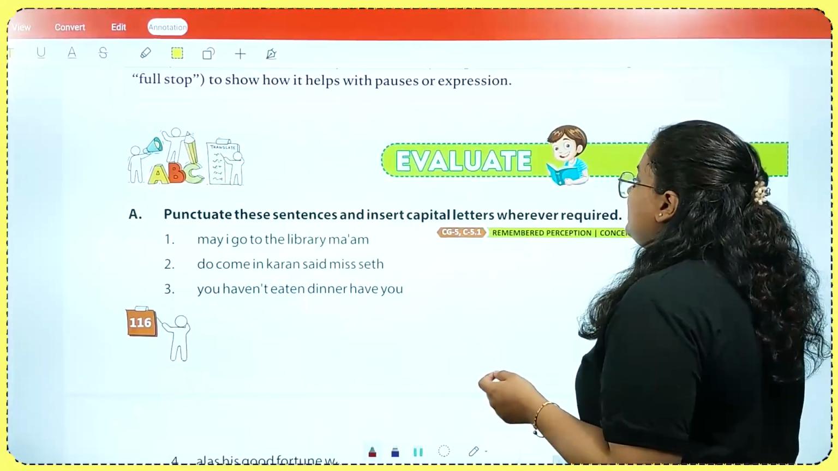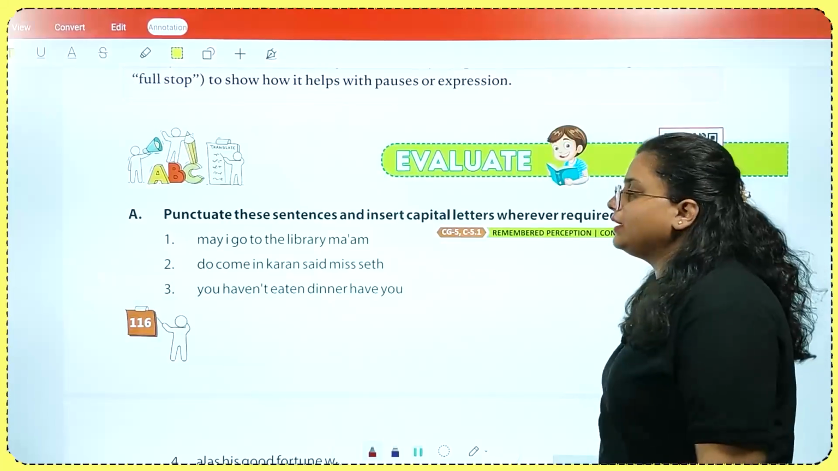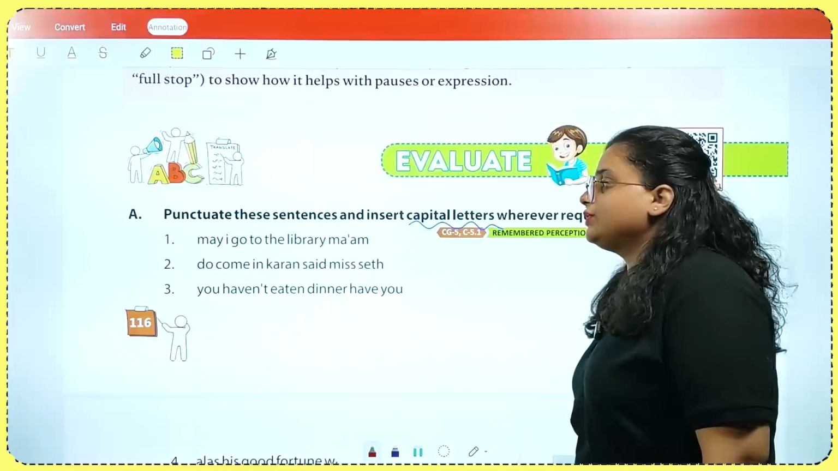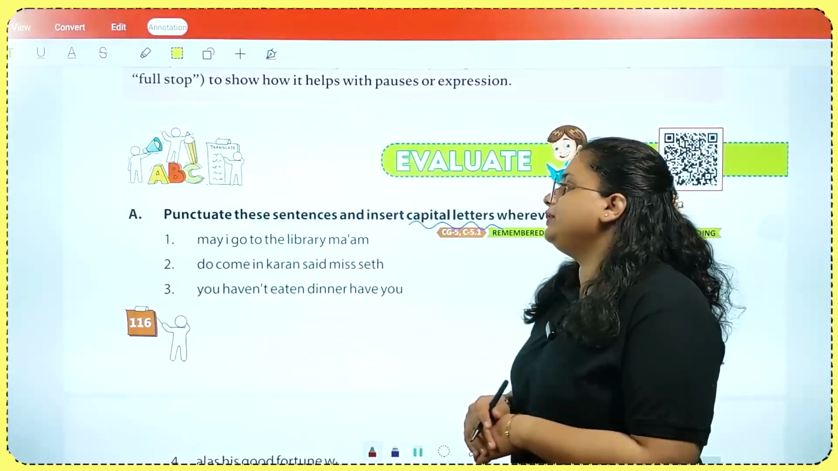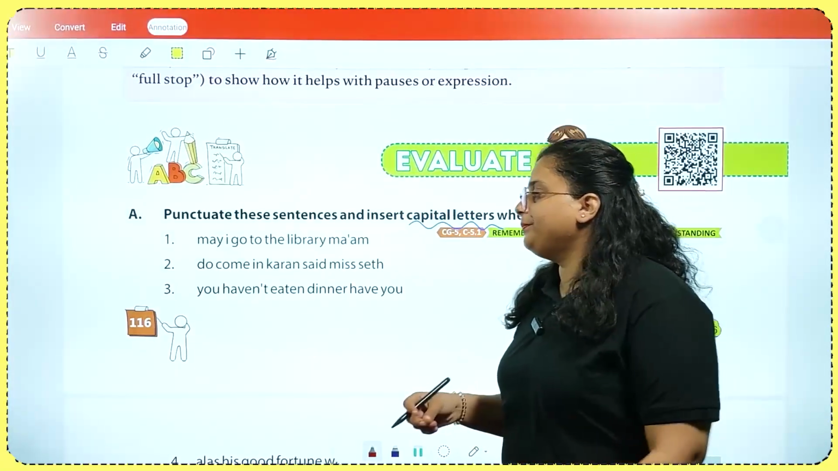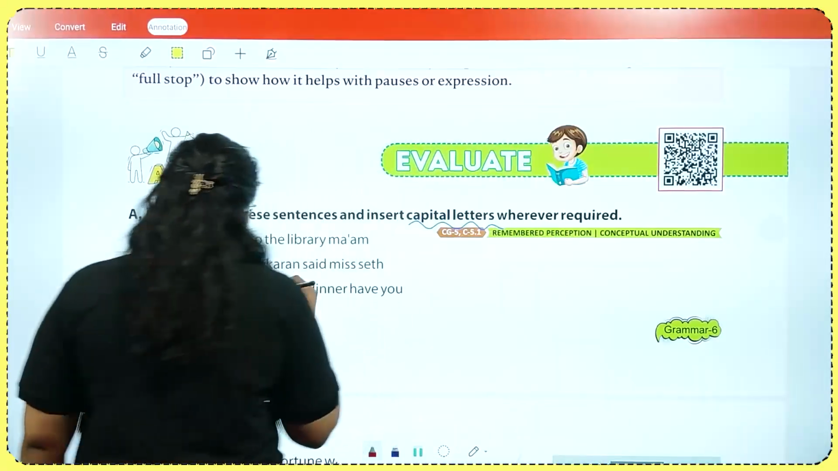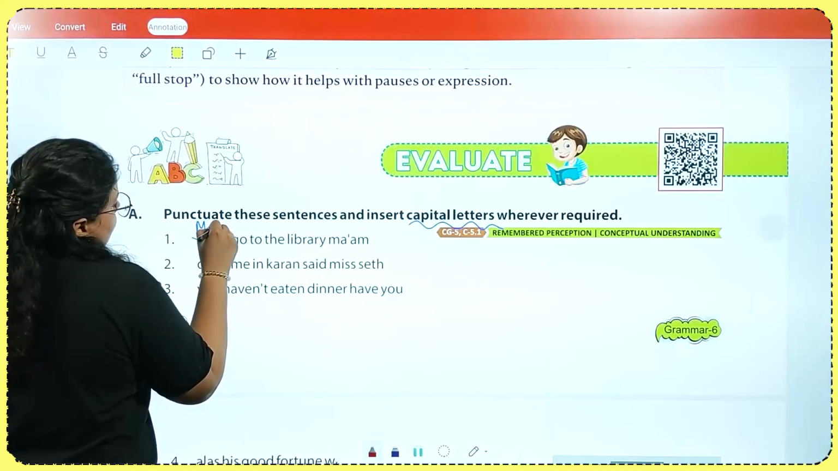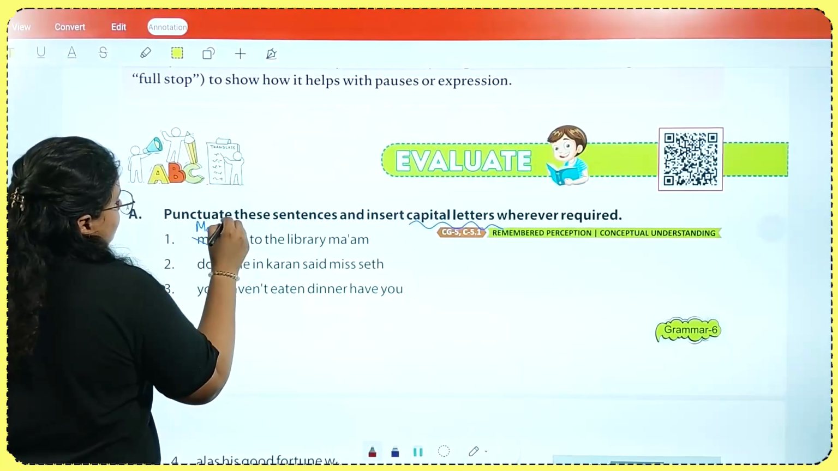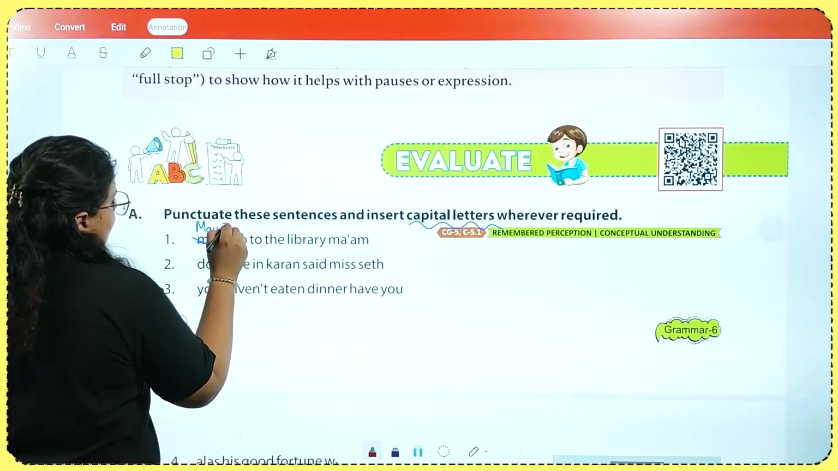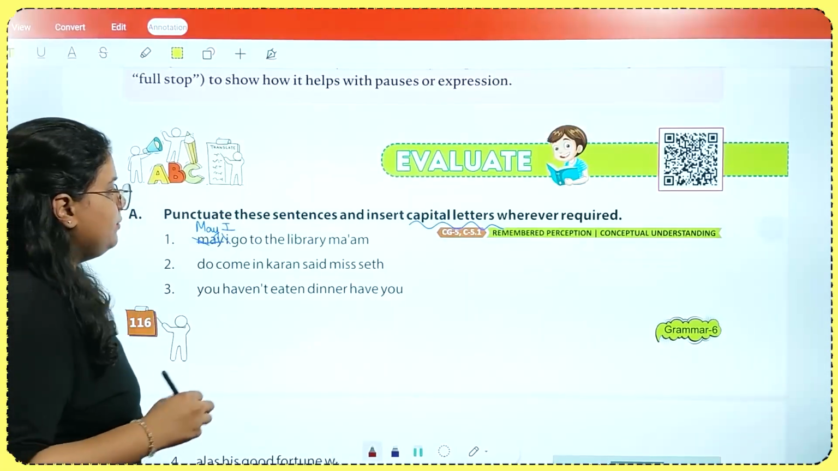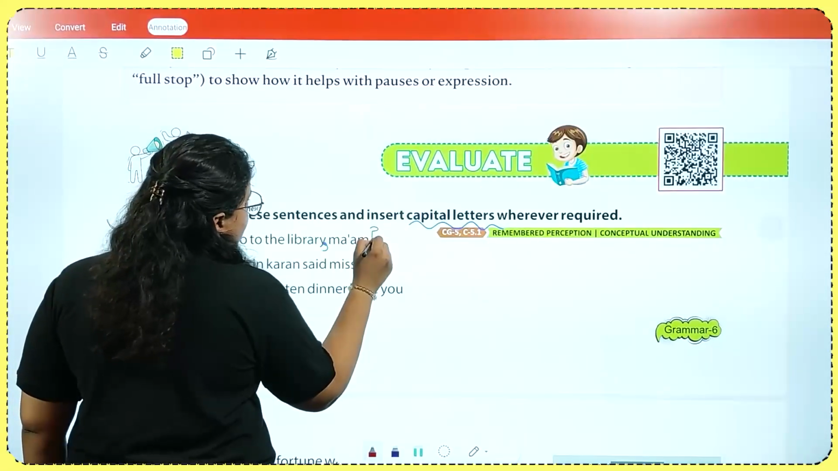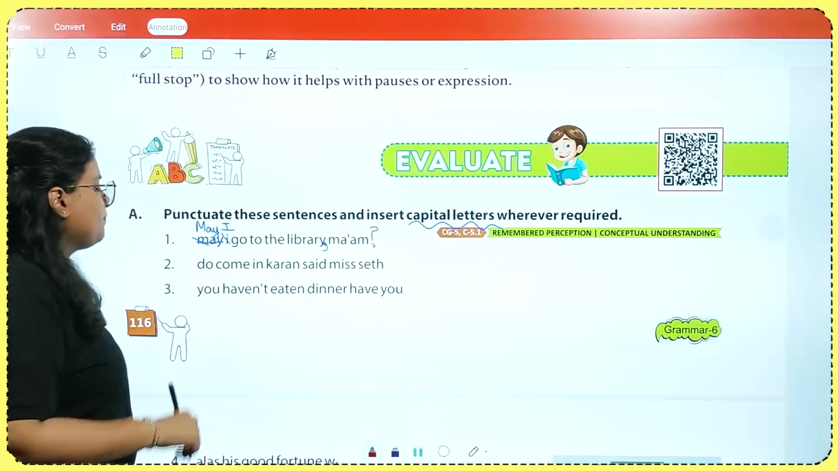Punctuate this sentence and insert capital letters where required. Now you have to insert the capital letter wherever it is required. May I go to library, ma'am? So, first of all, M will be capital. May, then I is always capital. May I go to the library, ma'am? And here will be a comma, and this is a question, so a question mark.